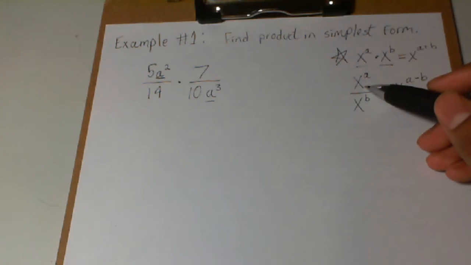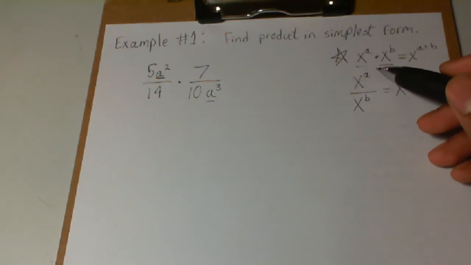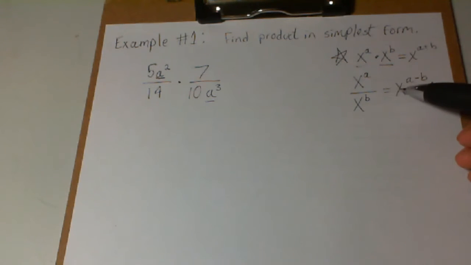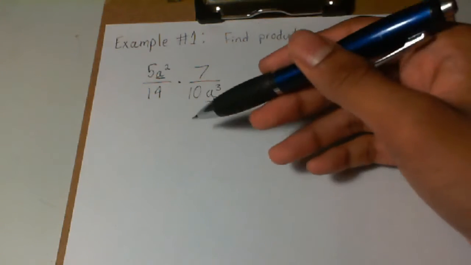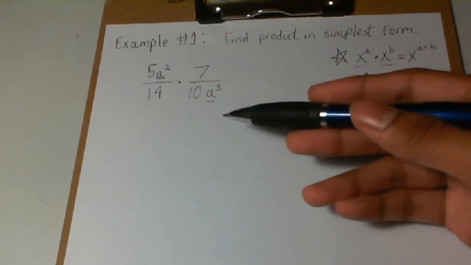Now, for division, you have x to the a divided by x to the b. That's the same thing as saying x to the a minus b. So if you have x to the power of 5 divided by x squared, that's going to be the same thing as x cubed.